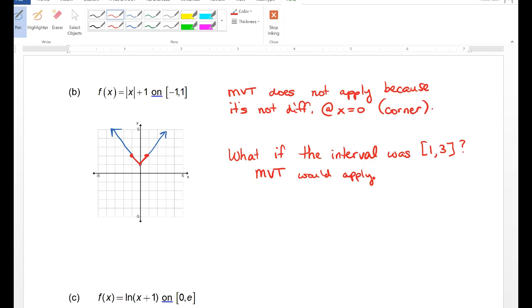However, if I just shifted over the interval so that the corner wasn't included, then the mean value theorem would apply. Don't worry, that would be like a trick question. I wouldn't do that. So you'll either be given something that is differentiable, or it'll have a corner or cusp, and clearly it's in that interval. So, okay.